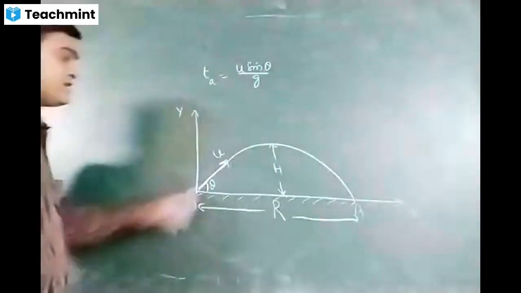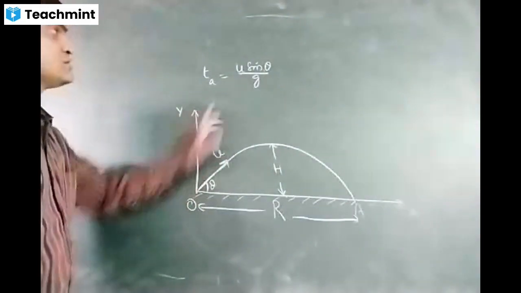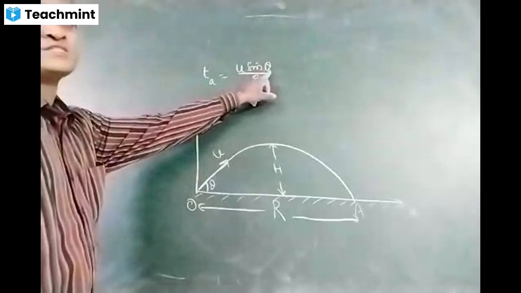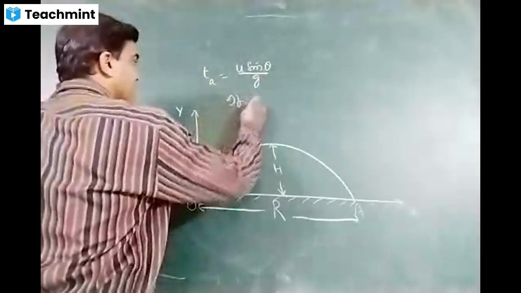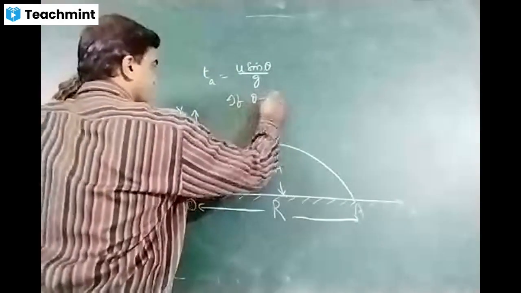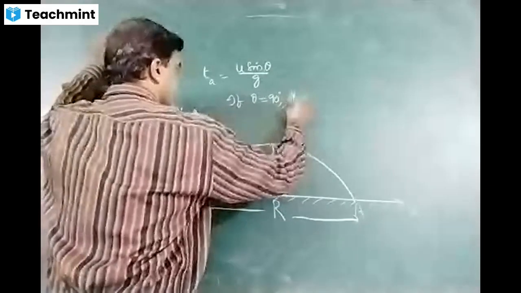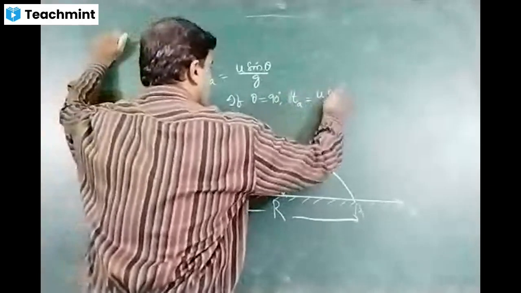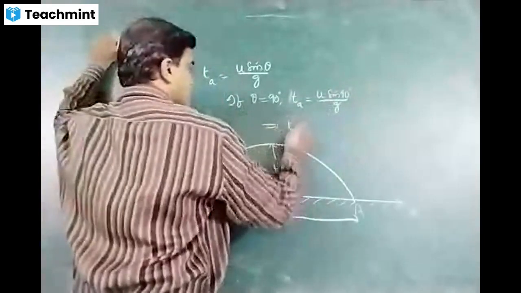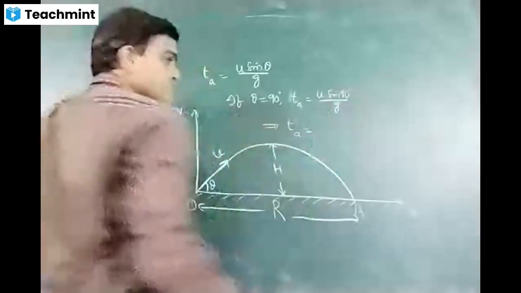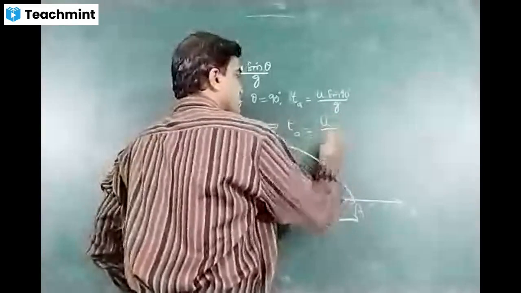But when theta is equal to 90 degrees, if I substitute the value of theta as 90 degrees here, then what formula will I get? U by g. The time of ascent is equal to u sin 90 degrees by g. Sin 90 is how much now? Sin 90 is 1. So u by g.